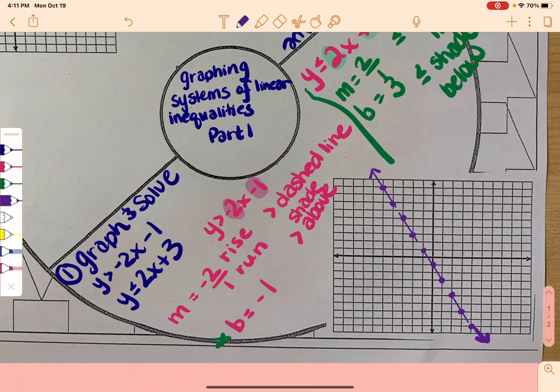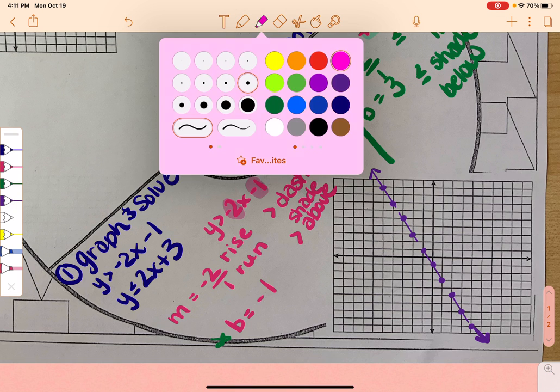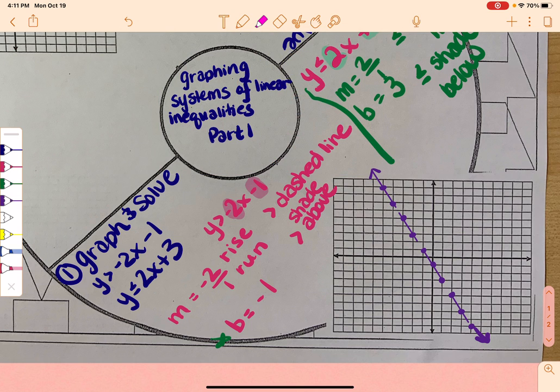Now, if I'm going to shade, I'm going to choose, let's see, I'll just choose pink so it's easier. So I'll do this whole thing with pink. So I'm going to shade above, which means I'm going to shade on this side. Now again, super important, don't get too close to the line. You won't be able to tell if it's dashed or filled in by the time you get done.